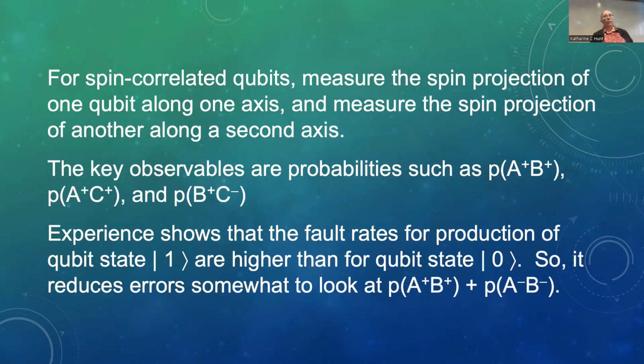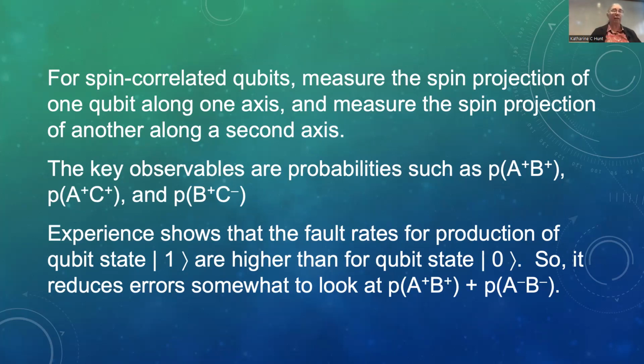And one of the characteristics, experience has shown, is that the fault rate for the production of the qubit state 1 is actually appreciably higher than the fault rate for the production of the qubit state 0. So one of the things that we did was to reduce errors somewhat. We looked at the combination P of A plus B plus plus P of A minus B minus, because that has compensating errors with the A minus and B minus production.